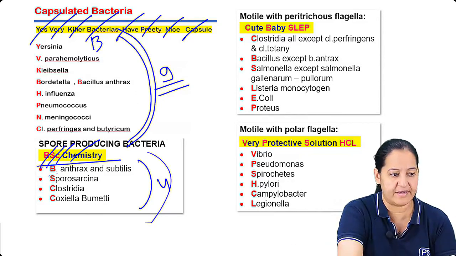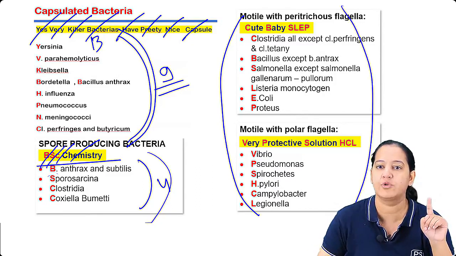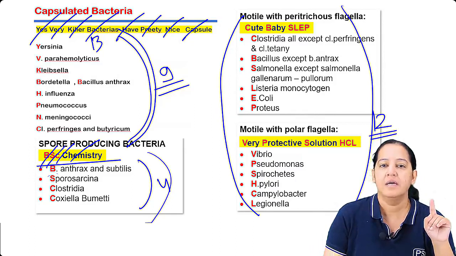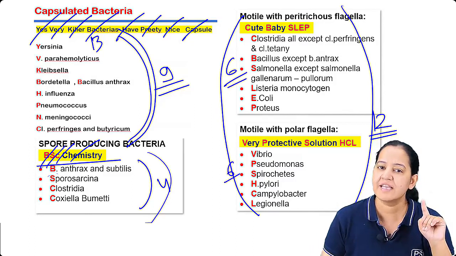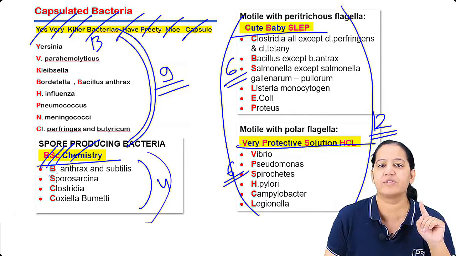So it will take time. You just read it at your end. Just a second. Okay. And there are 12 bacteria, total 12 bacteria, which are motile: 6 by peritrichous and 6 by polar flagella. You know the two mnemonics: Cute Baby Sleep, and Very Polar Solution HCl.